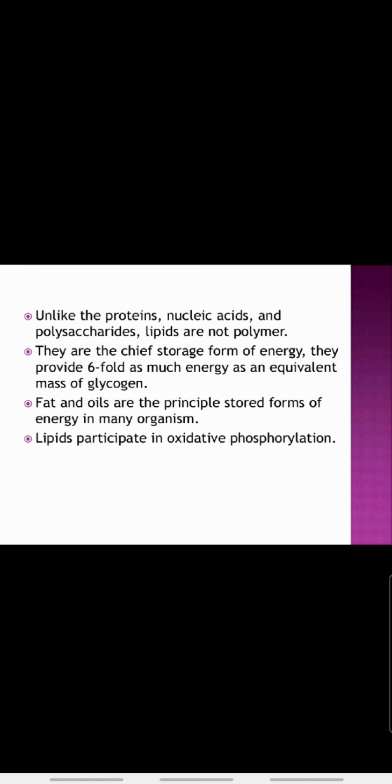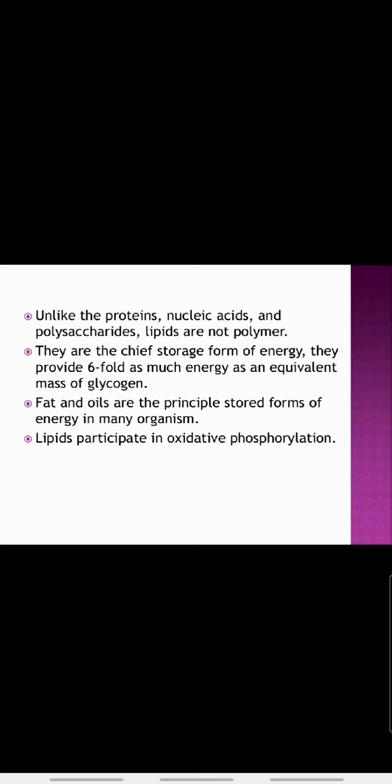Another, it said that unlike the protein, nucleic acid and polysaccharide, lipids are not polymer. What do you mean by polymer? Okay, when we say polymer, it is actually the substance or material that consists of large molecules or macromolecules composed of many repeating subunits. This is actually pertaining to the chemical structure of the lipids.